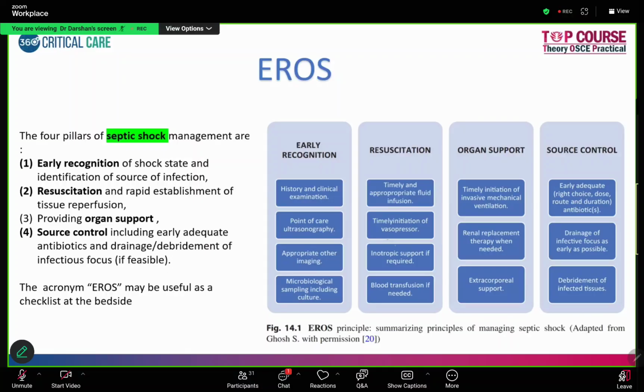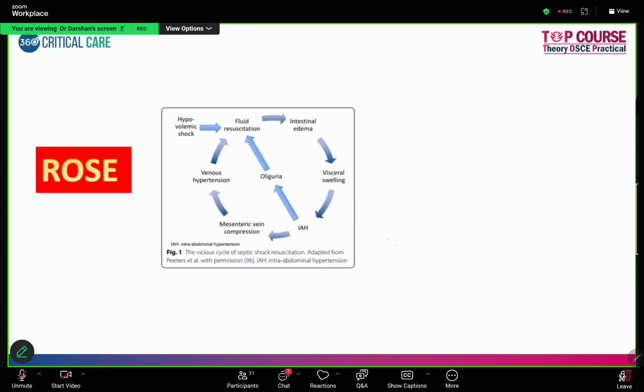even extracorporeal support. In the meanwhile, when you're doing your ERO, you have to localize the source of sepsis and treat it appropriately. Firstly, the source is recognized, and control should be optimized at the earliest. Okay, this is about ERO's concept of management of septic shock.